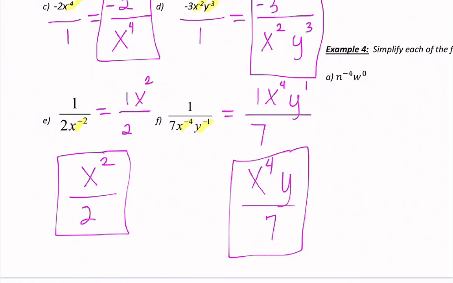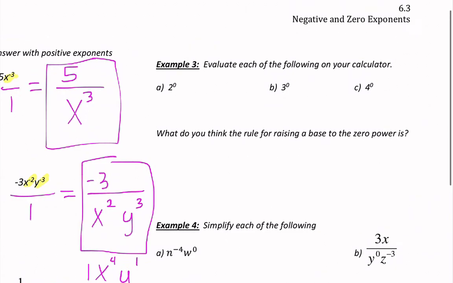All right, so that was the first rule of the day. Whenever you have a negative exponent, treat it as a warning saying, hey, I'm in the wrong spot, you need to move me. Okay, the next rule.